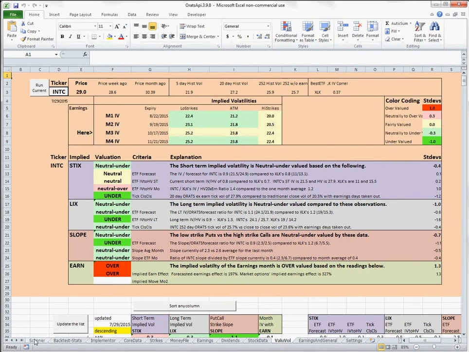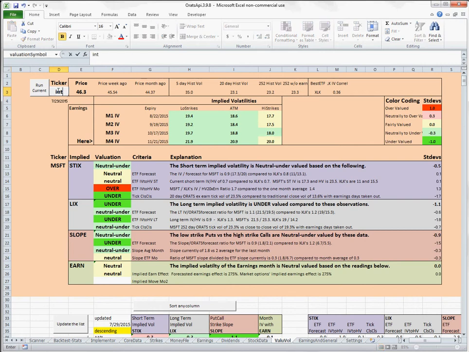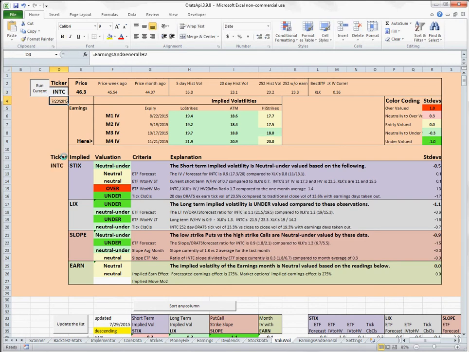So here are the 12 sheets, including value vol. You would input a name, Microsoft, and say run current, and it goes and updates that information, and then Intel INTC, and run that, and it goes and gets current information. And again, we've seen this.